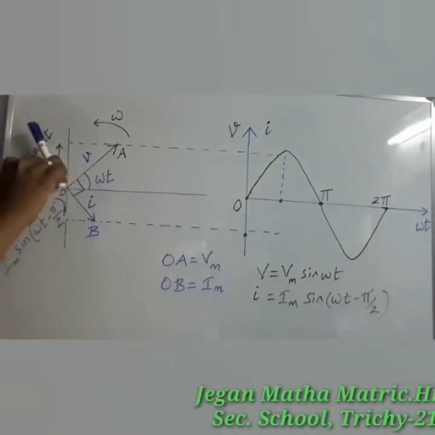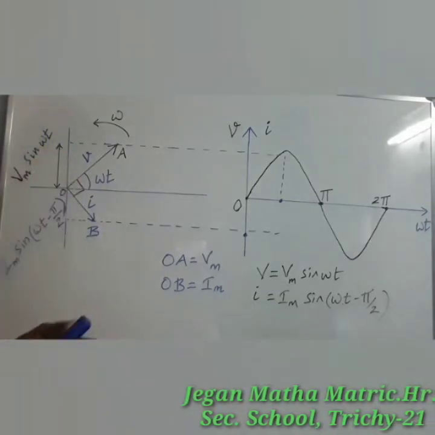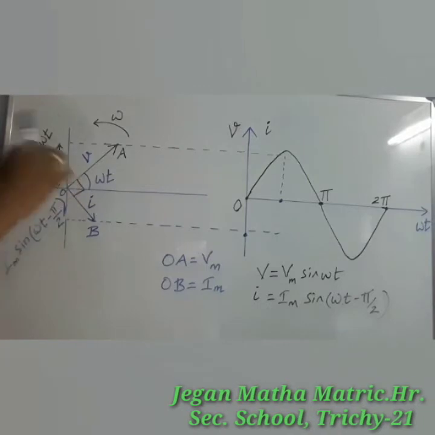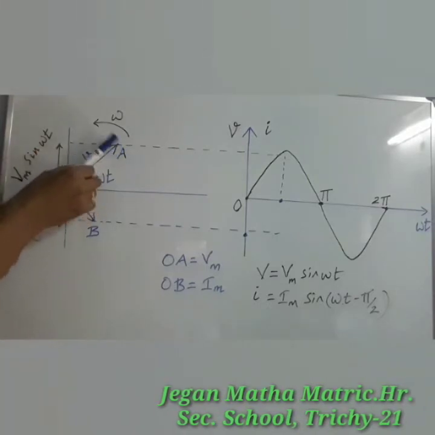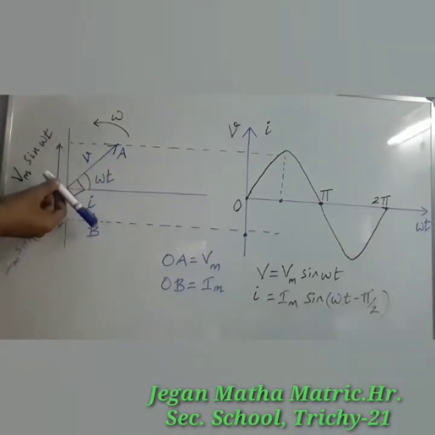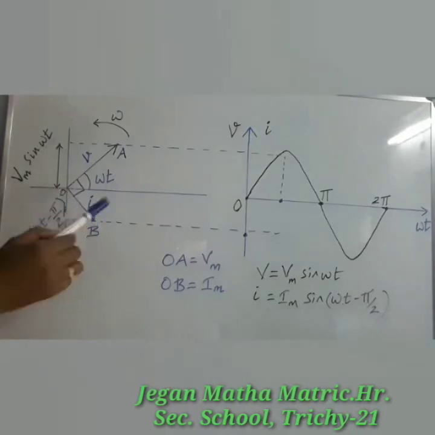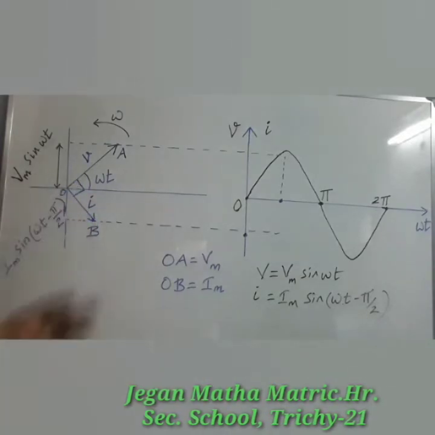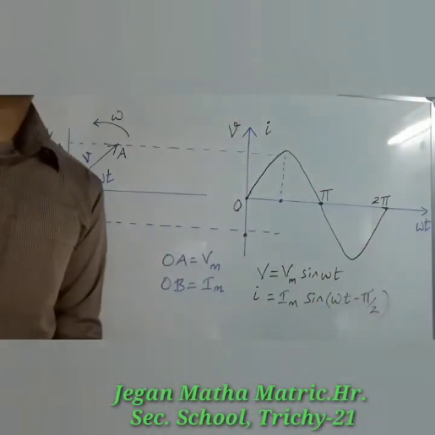Suppose you are going to take OB here, that is wrong. That shows current leads the voltage. Since it is in an anti-clockwise direction, current is lagging. That's why we have to take the phasor here only. Remember the angle also. Now we have to draw the wave diagram for the current.